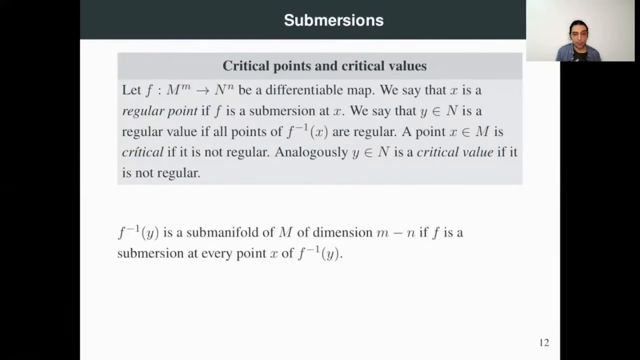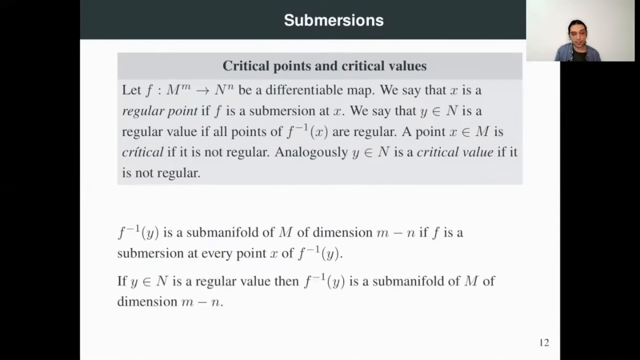Okay, so in the previous slide, we said that the preimage of a point in the manifold N is a submanifold of M of dimension small m minus small n if f is a submersion at every point in the preimage. But if we just take a look at the definition, that's the same as saying that y is a regular value. So that's it. If y is a regular value, then the preimage of y is a submanifold of M of dimension small m minus small n. In particular, it is a manifold. Okay?